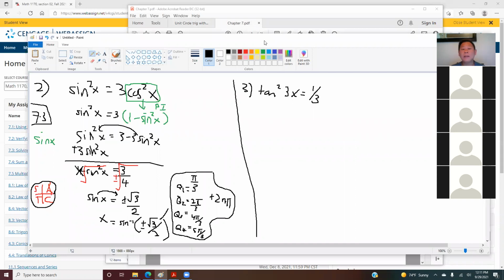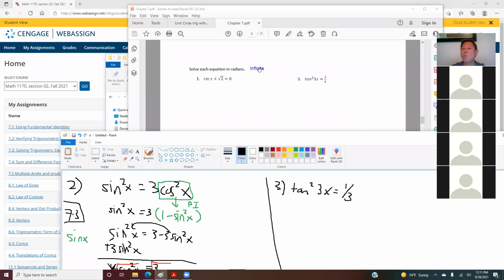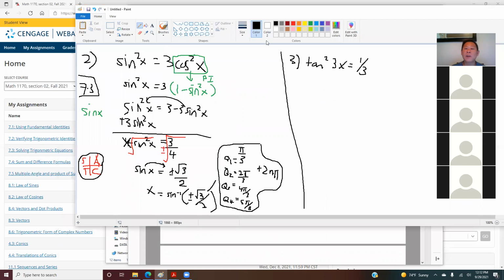Okay. In my test, I can tell you that I do not want the infinite one. I just want you in 0 to 2 pi. That means in one revolution. So if I just want this in one revolution, then your answer in this case will be just these 4 answers. So this will be your answer if I want it in 0 to 2 pi. Okay, in one revolution. But for the infinite, you're going to do the plus 2n pi.